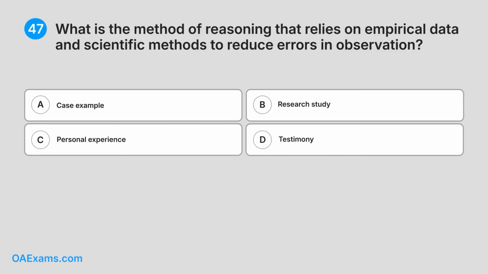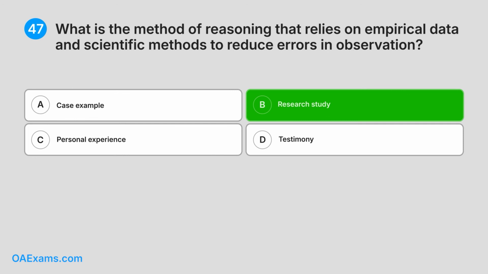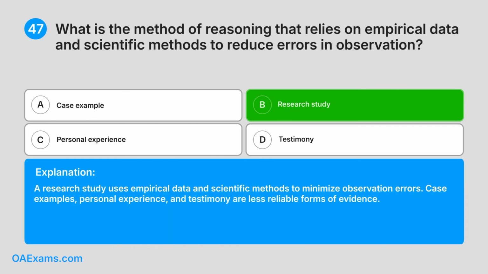47. What is the method of reasoning that relies on empirical data and scientific methods to reduce errors in observation? A. Case example. B. Research study. C. Personal experience. D. Testimony. Do you know the answer? Correct answer. B. Research study. Explanation. A research study uses empirical data and scientific methods to minimize observation errors. Case examples, personal experience, and testimony are less reliable forms of evidence.